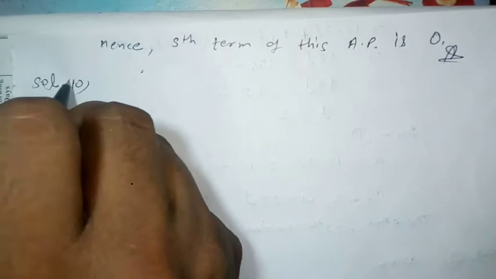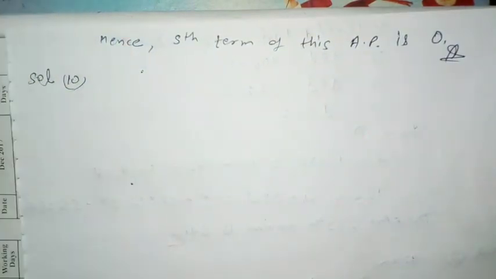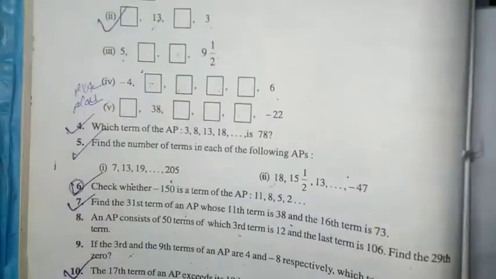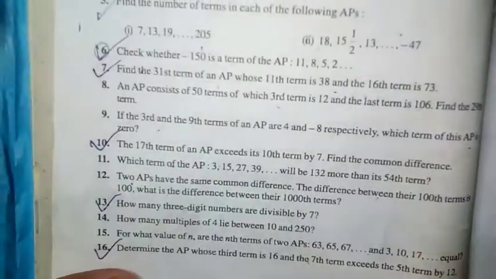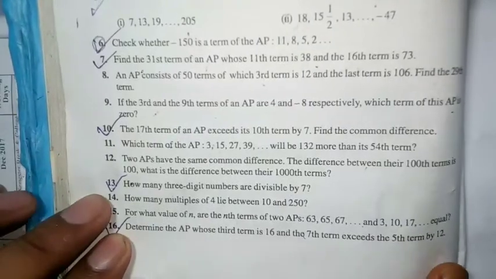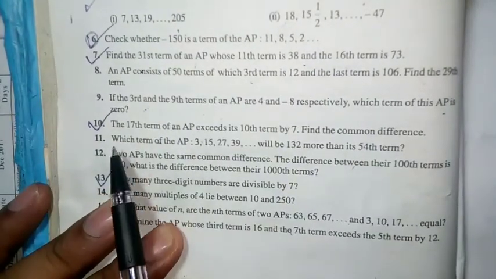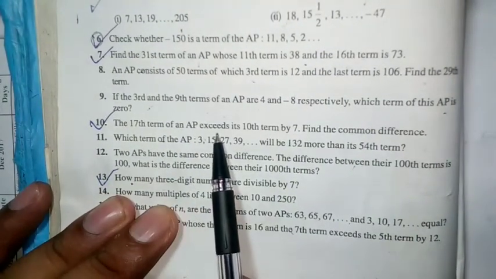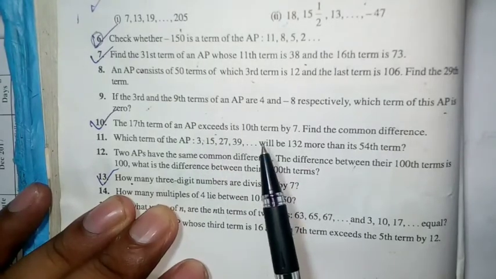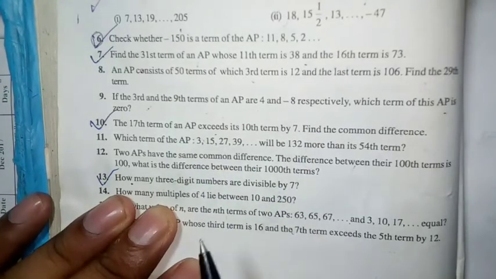Now the next question, solution of question number 10. The 17th term of an AP exceeds its 10th term by 7. Find the common difference.